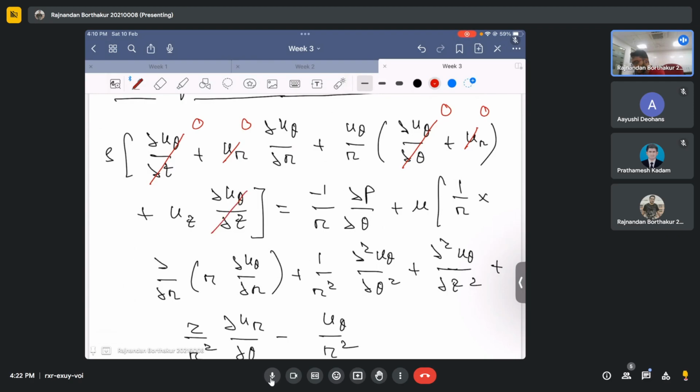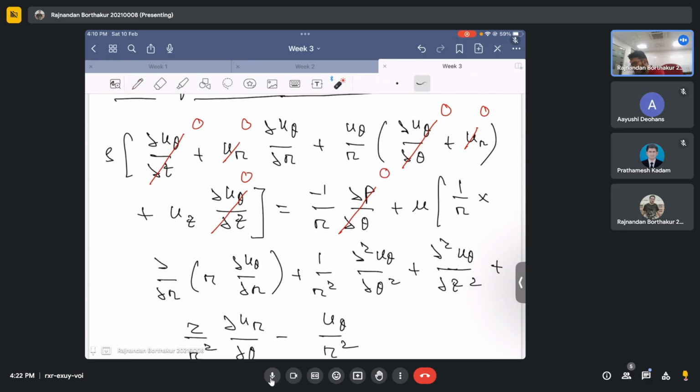Can you tell me why this term is 0? Del u theta by del z. I have said U theta is only a function of r. Correct, yeah. U theta is a function of r, that is correct, and also because of the fully developed condition. The fully developed condition implies that U theta is a function of r only, and that's why this is 0. There is no applied pressure gradient in the theta direction. Remember, the pressure gradient is only applied in the z direction and not in the theta direction, which means this is 0. This is 0, fine.